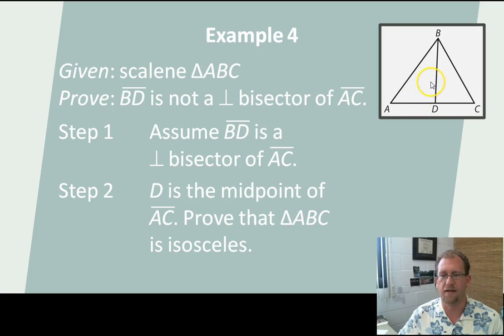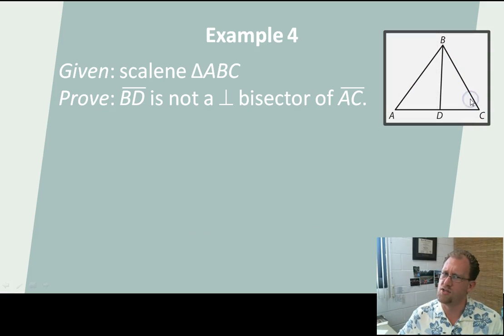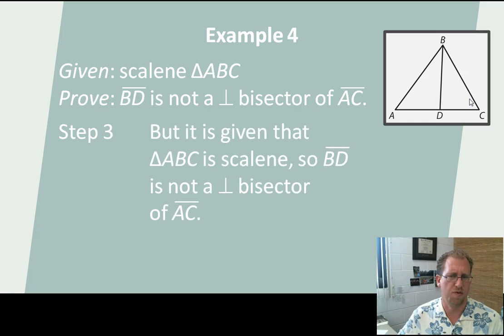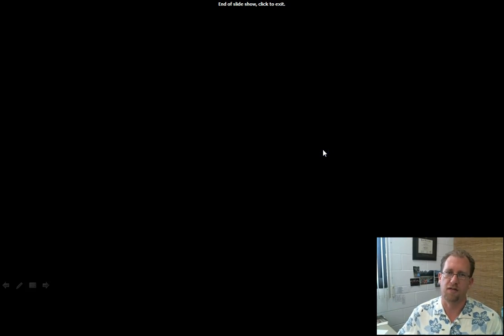So I have leg, which means that these triangles must be congruent, which means corresponding parts of congruent triangles are congruent. So BC has to be the same thing as AB, which means that this is an isosceles triangle. And then I say, oh wait, just kidding, because I was told that this was a scalene triangle. But I just proved that it's an isosceles triangle if BD is a perpendicular bisector. It can't therefore be both scalene and isosceles, so therefore BD is not a perpendicular bisector.